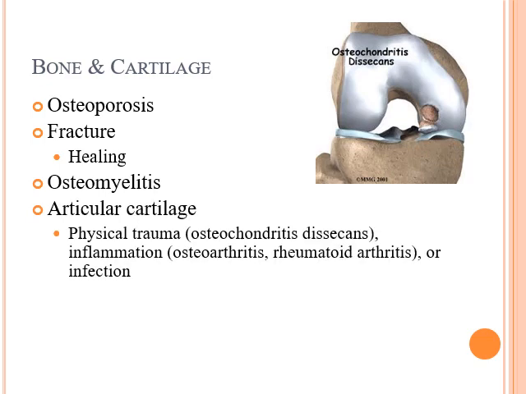So with articular cartilage, you have a couple different things. You have physical trauma, and you have osteochondritis dissecans, which you can see in the picture above, where a little fleck of articular cartilage gets stuck inside the joint. You can get inflammation from osteoarthritis, a breakdown in the articular cartilage, and rheumatoid arthritis, which is an autoimmune disease. You can also get infection in the cartilage as well.